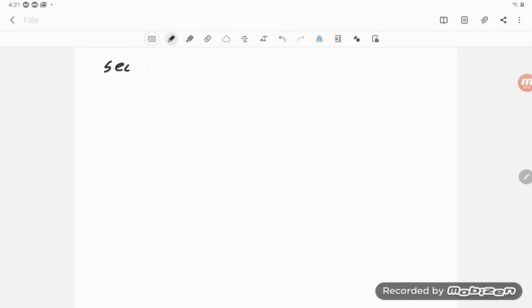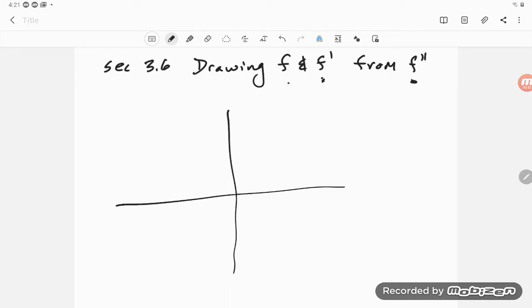Okay, section 3.6, and we want to look at drawing f and f prime from f double prime. Okay, so, if you've made it through the first two, really then going from f double prime to f prime, that's just like going from f prime to f, so hopefully you've done that and tried that some. And then, of course, once you have f prime and going to f, well, you've done that before, so hopefully it's not too bad.